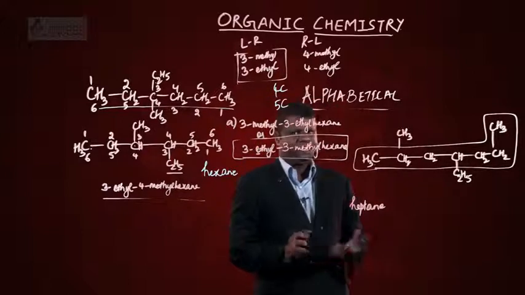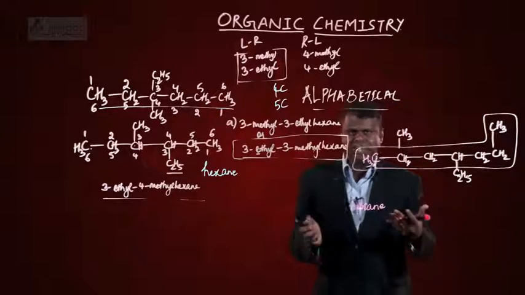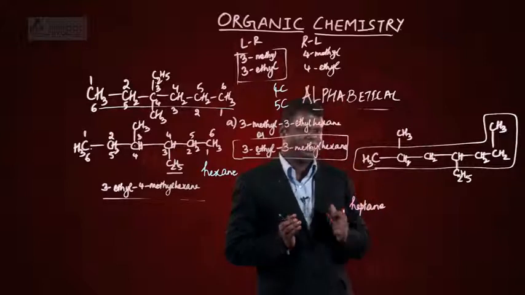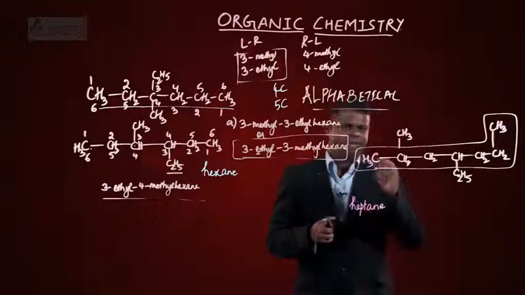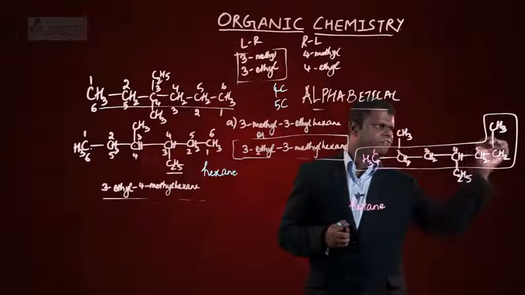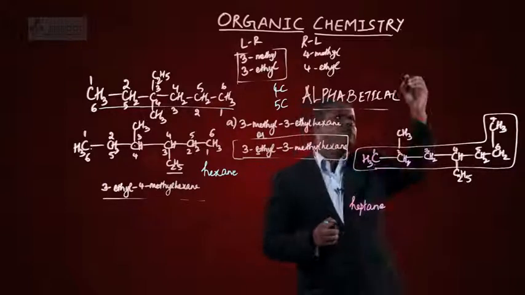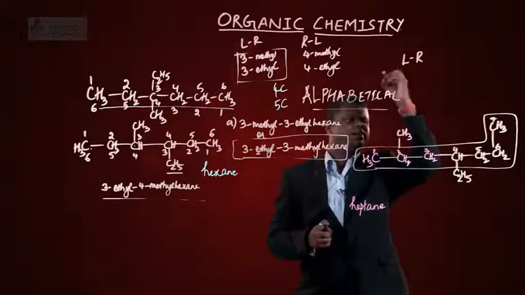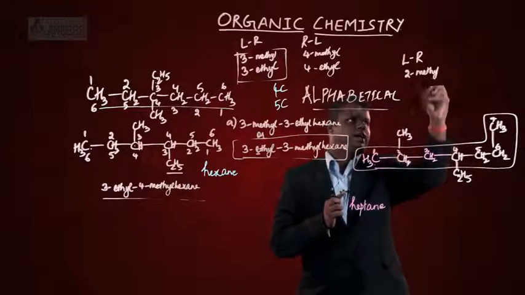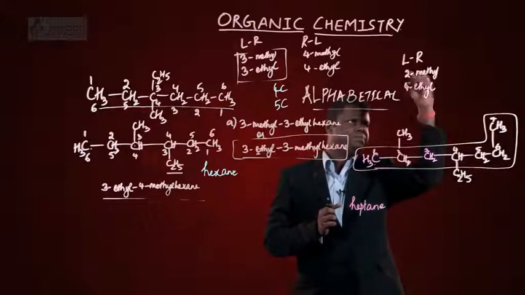The next thing is you are supposed to start numbering. As I said already, when you have two or more groups, the best thing is to number in both directions, from left to right as well as from right to left. So now let me start with left to right. 1, 2, 3, 4, 5, 6, 7. When you are numbering from left to right, at position 2 you have a methyl group, and then at position 4 you have an ethyl group.